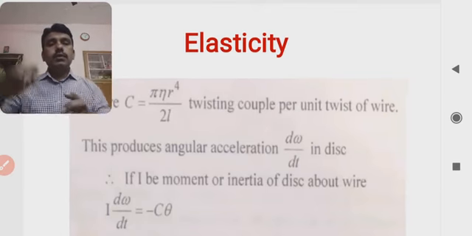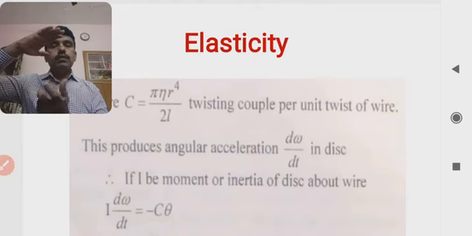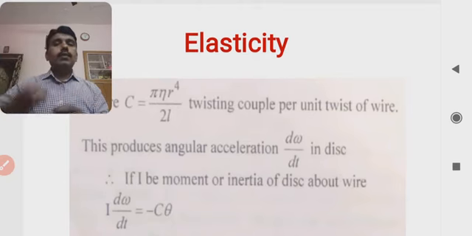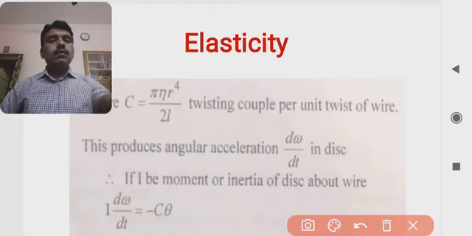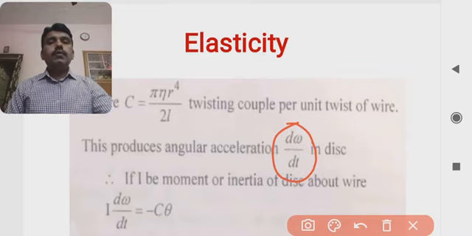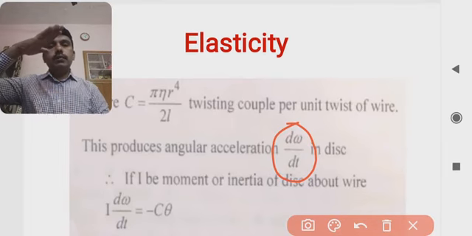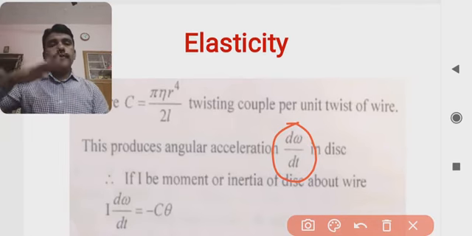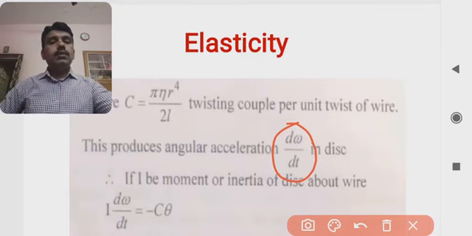And for the disk it is angular because the twisting is in angular form, and that's why this produces an angular acceleration. It is d omega by dt in the disk. Now suppose that is the center of the axis, and that is the wire, and I is the moment of inertia of the disk about the wire, and that is the inertia.